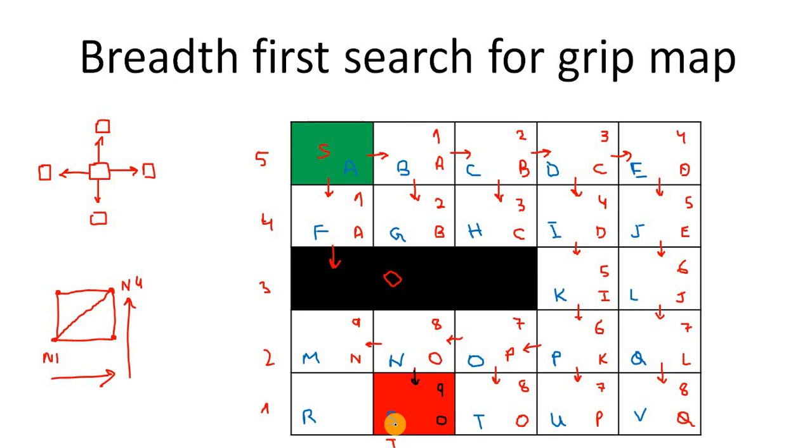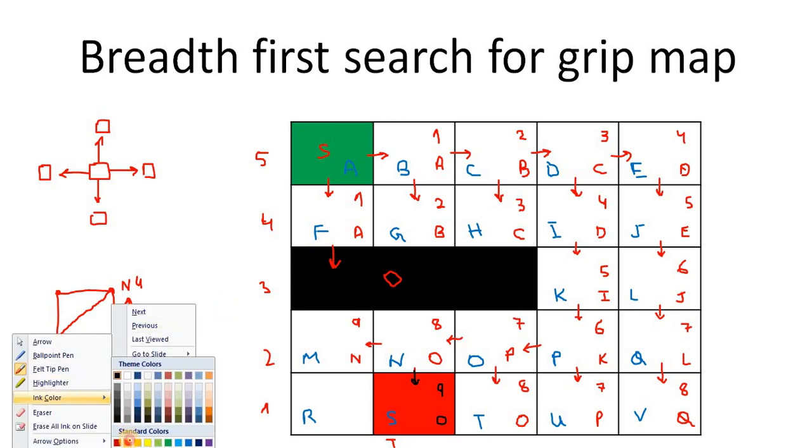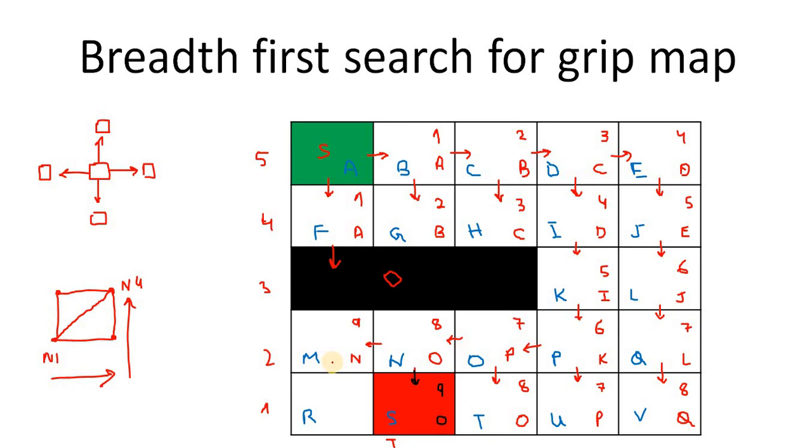So alphabetically, node M gets priority, and let's see, it has only one neighbor that is undiscovered, and this has a total distance of 10 and its parent is M.